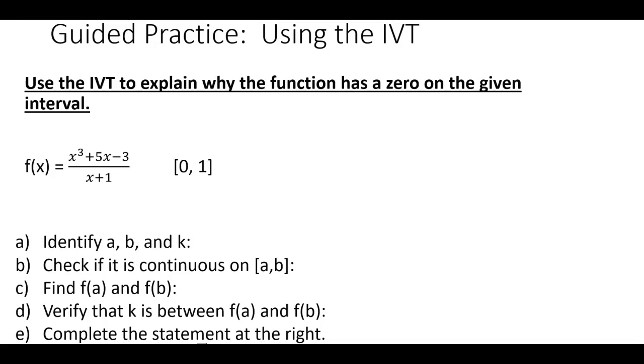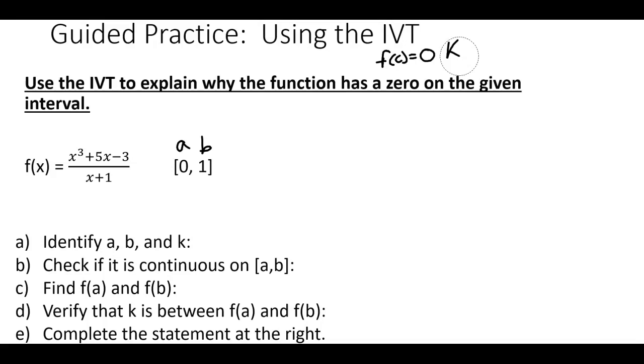All right, so hopefully you recognize that A is 0, B is 1, and this one's a little bit tricky, but look at it. Use the IVT to explain why the function has a 0. That means we're looking for a place where the y value equals 0, and so my k value in this case is 0. So sometimes they will word the question that way, so don't be surprised when you see that.